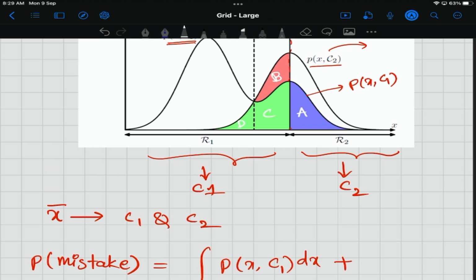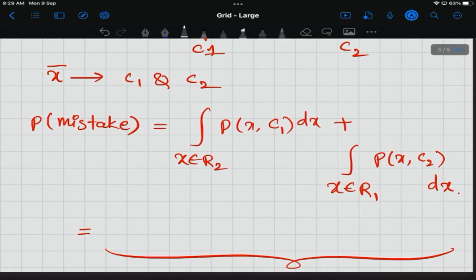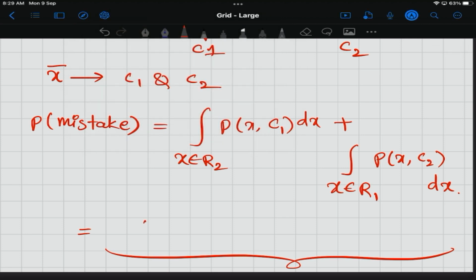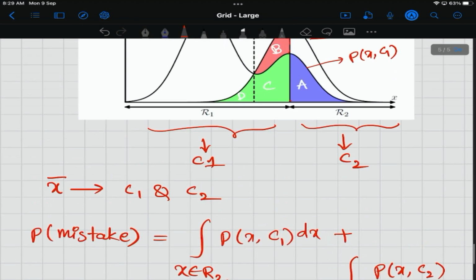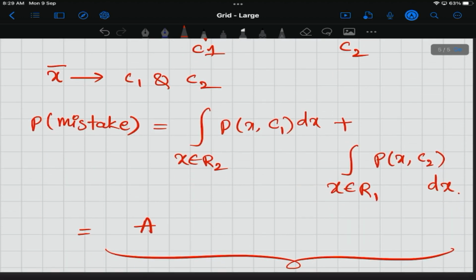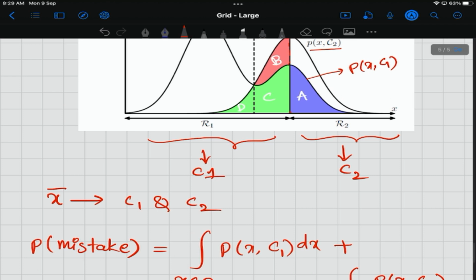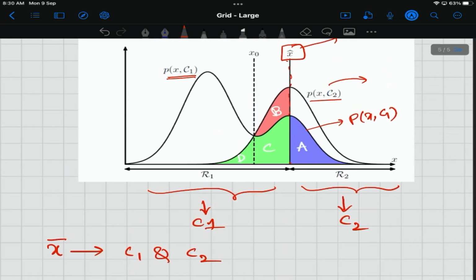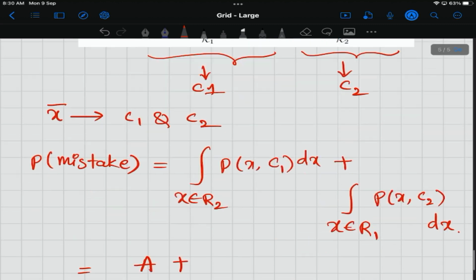For my first term, when finding the probability of mistake, the first integration is just A, because I am denoting this area as A. My second integration is where x is in region 2 but it is coming from P of x comma C2. Then my integration will become B plus C plus D, right?